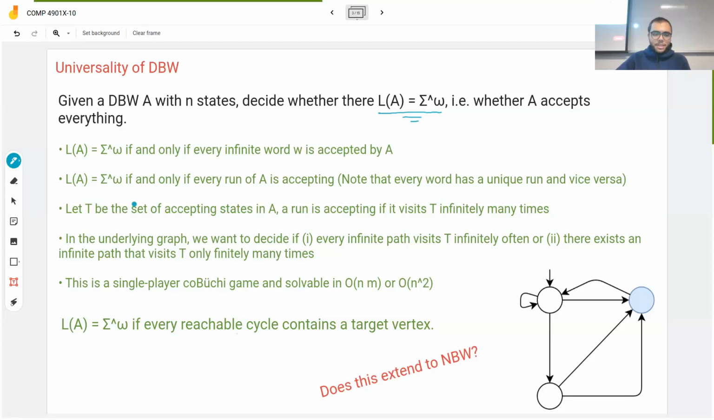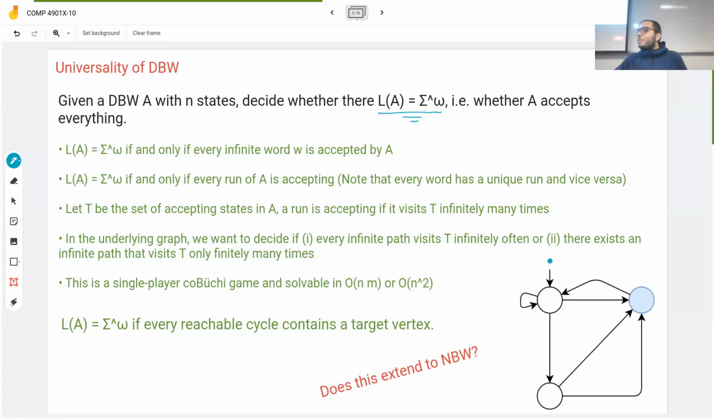Now I say let T be the set of accepting states in A. Of course, a run is accepting if it visits T infinitely many times. So if I want to check whether all of my runs are accepting, what I'm asking is, do all infinite paths go through T infinitely many times? Or is it possible to have an infinite path that visits T only finitely many times? This is my question now. Okay? So I want to decide if I'm in this case or in this case. The first case is that every infinite path visits T infinitely many times. The second case is that there is an infinite path that visits T only finitely many times.